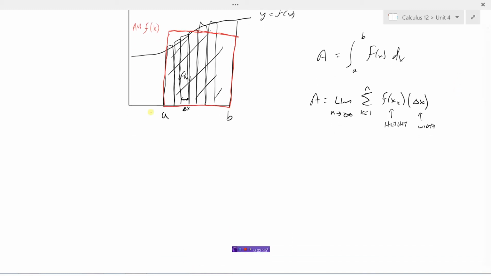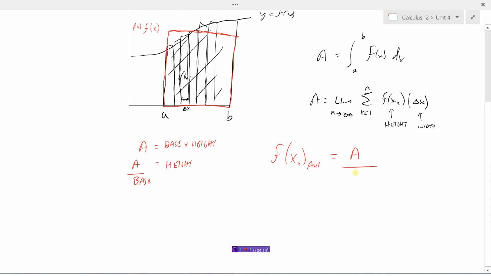So if we go back to the concept of area equals base times height, then isolating for height should be area divided by the base. So how does that look in our formula here? Well, the height, the average y value, this average height should equal the area divided by the width.